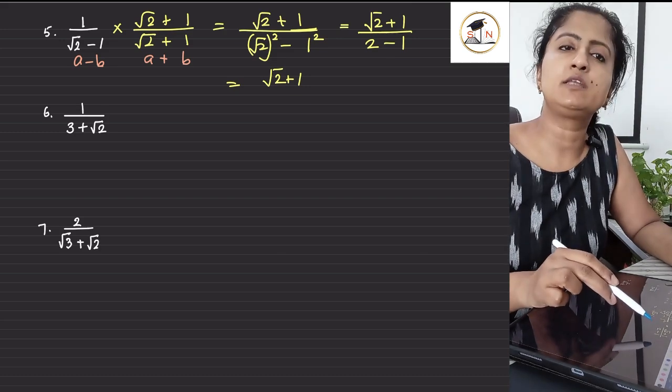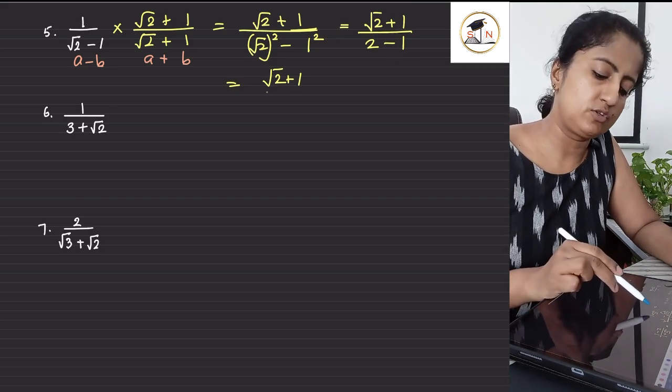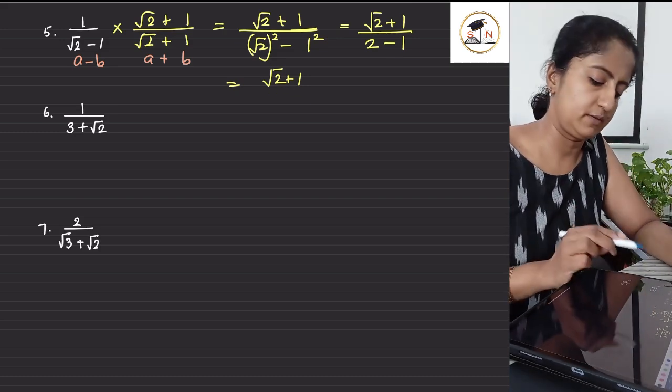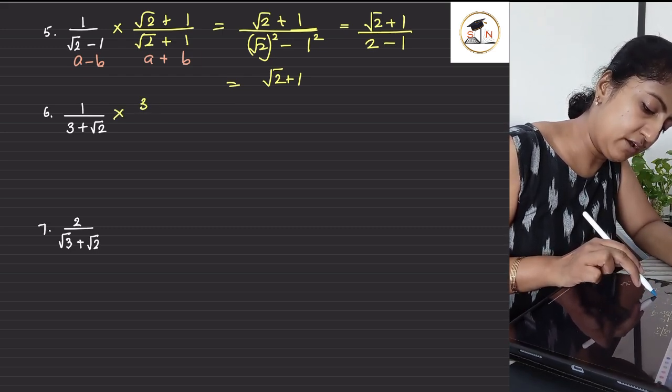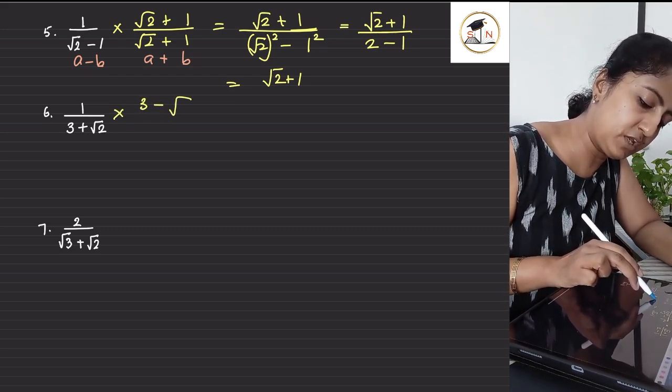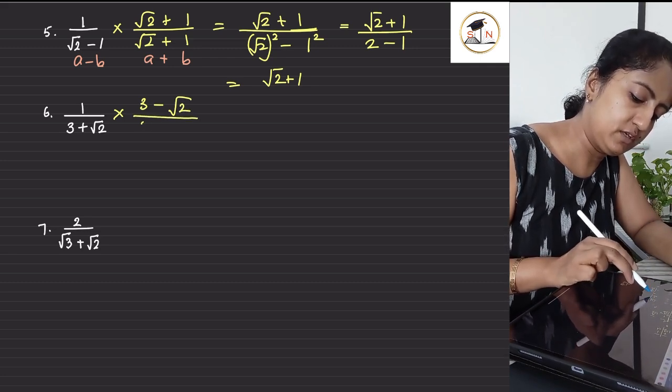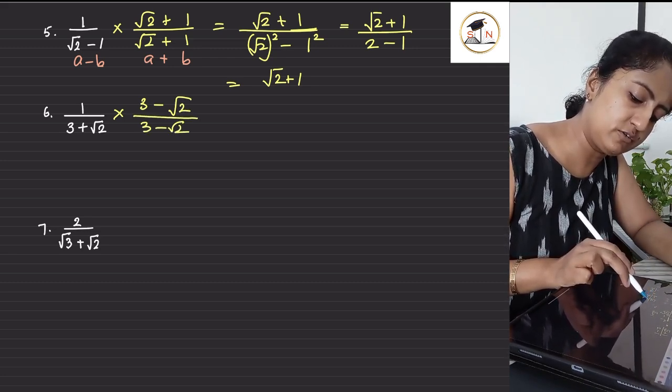Because 2 minus 1 in the denominator is nothing but 1. So the final answer is root 2 plus 1. Let's start with the same process over here in the second question. We will multiply and divide with 3 minus root 2. We get 3 minus root 2 over here also.